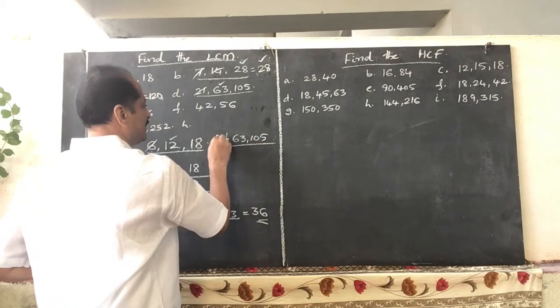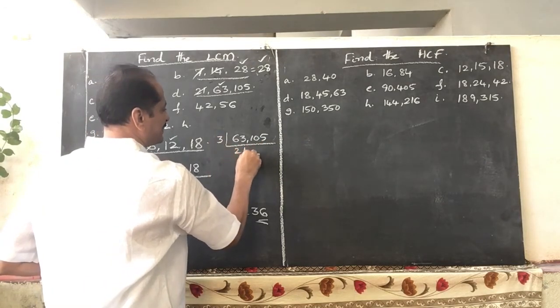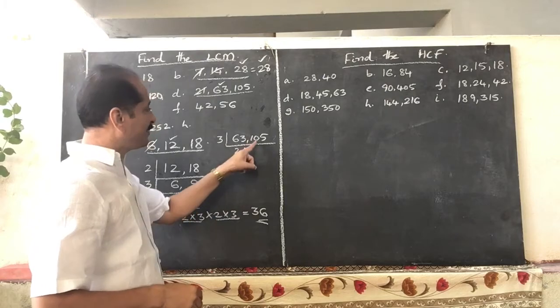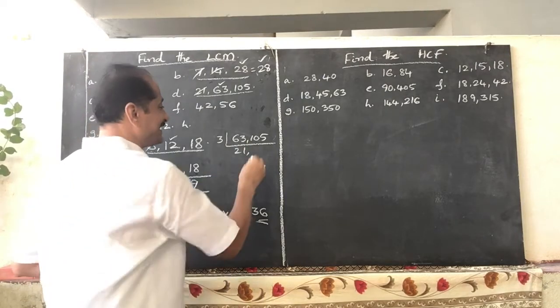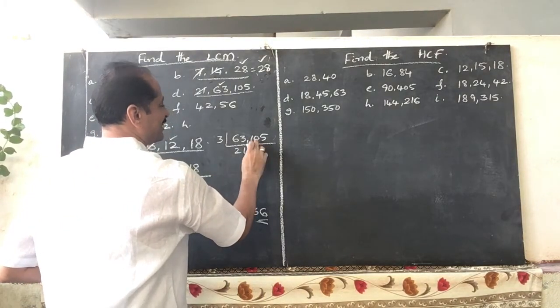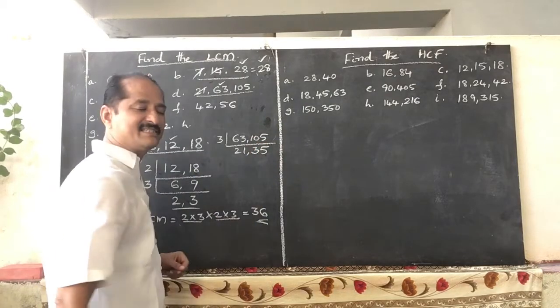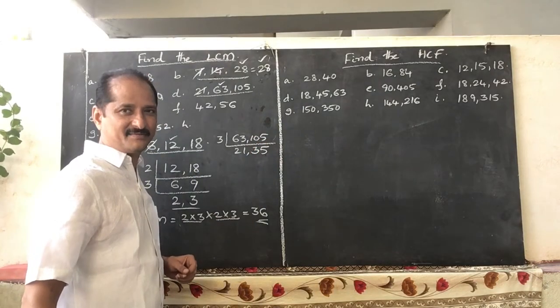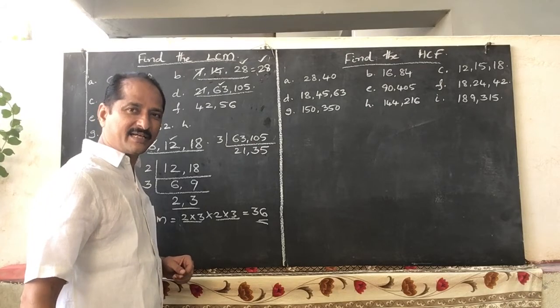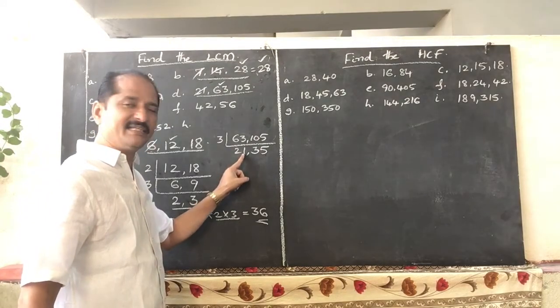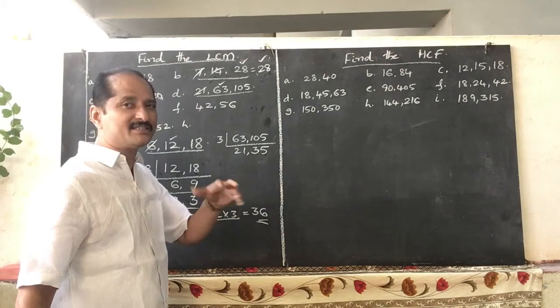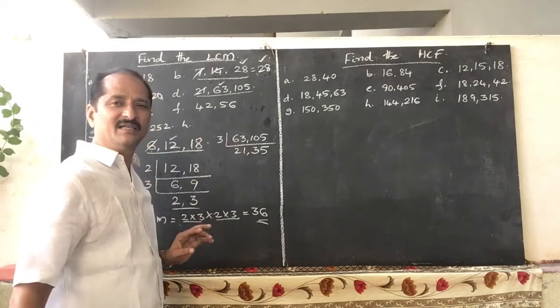So divide with 3. 3 2s are 6, 3 1s are 3, 21. And again 105: 3 3s are 9, remainder 1, bring down 5, 15. 3 5s are 15. Yes, 21 and 35. Now again, 2 plus 1, 3, it is divisible by 3. 3 plus 5 is equal to 8, it is not divisible by 3. So remove it. 3 over.